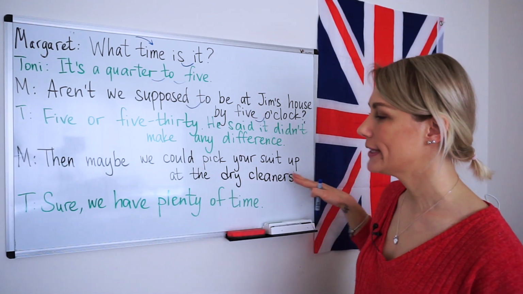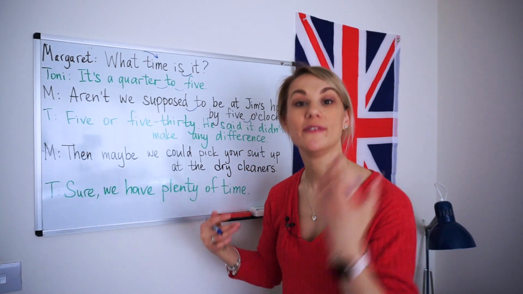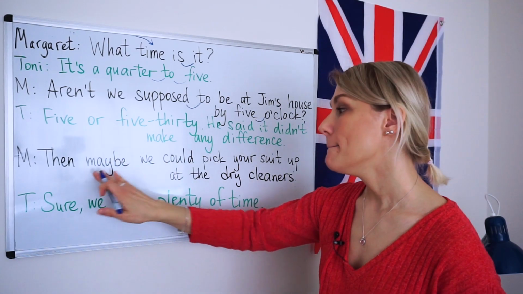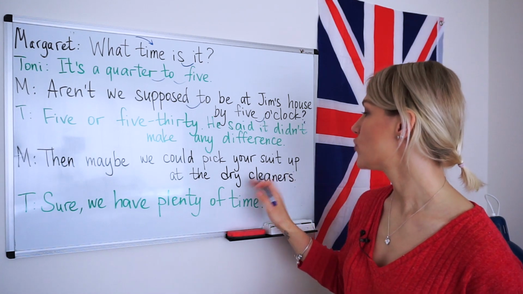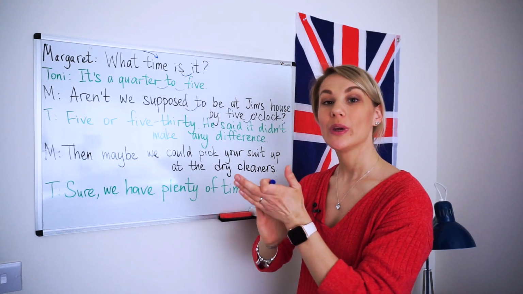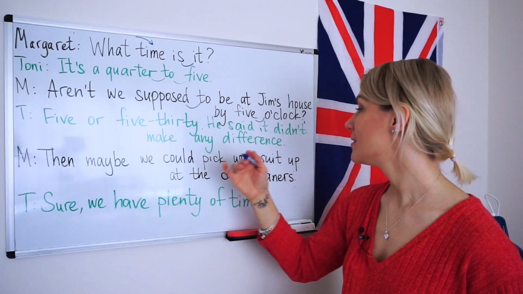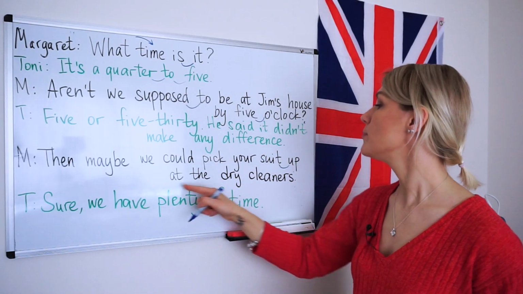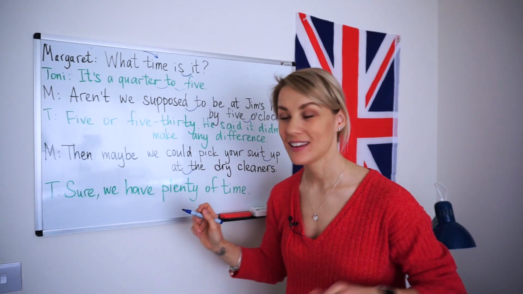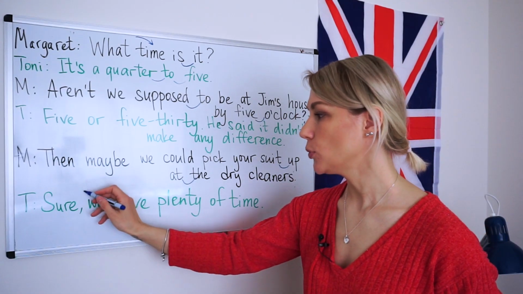You see, there are a lot of words here and some people struggle with the rhythm. Because English is very rhythmical, you can approach it this way, that maybe we could pick your suit up at the dry cleaners. This we don't stress it. Then maybe we could pick is stress, we could is very short. Then maybe we could pick your suit up at the dry cleaners. Sure. A little pause.